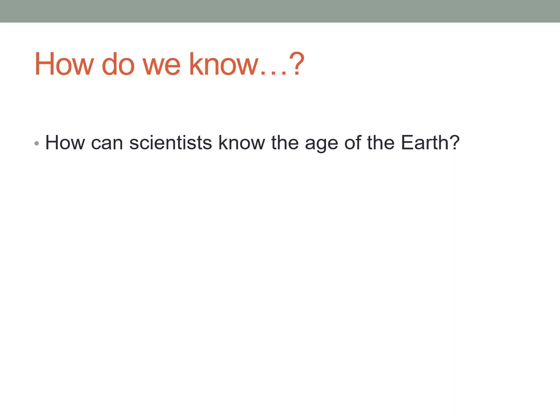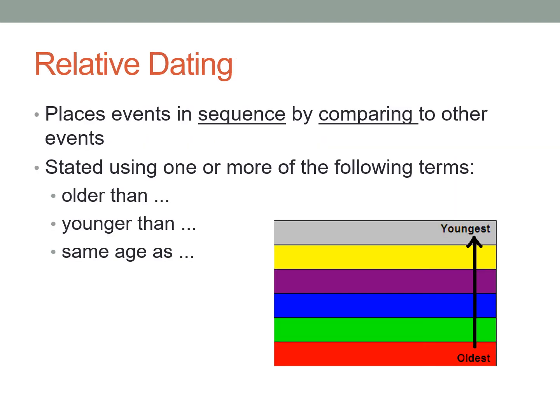There are actually two ways that we use, two things that you guys need to be familiar with. The first one is called relative dating or relative age. The second one is called absolute age. So like I said, we're going to start out with relative dating.